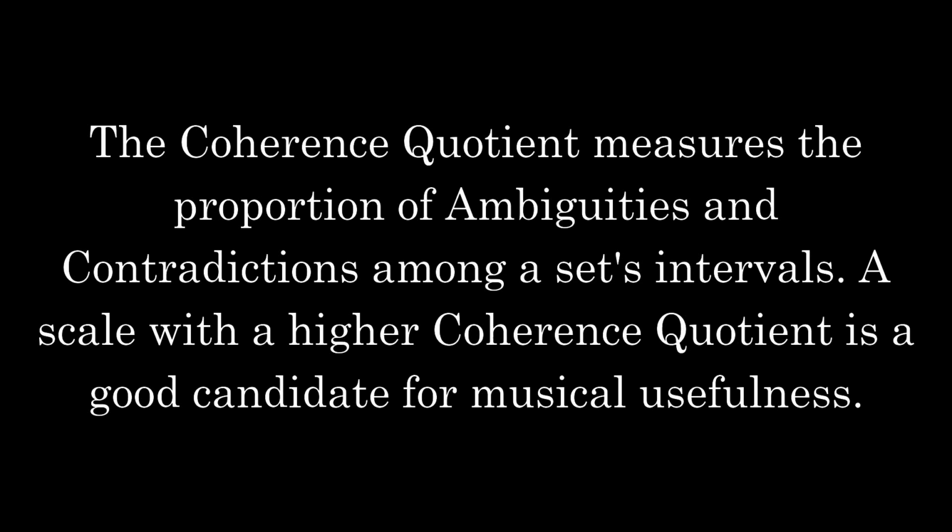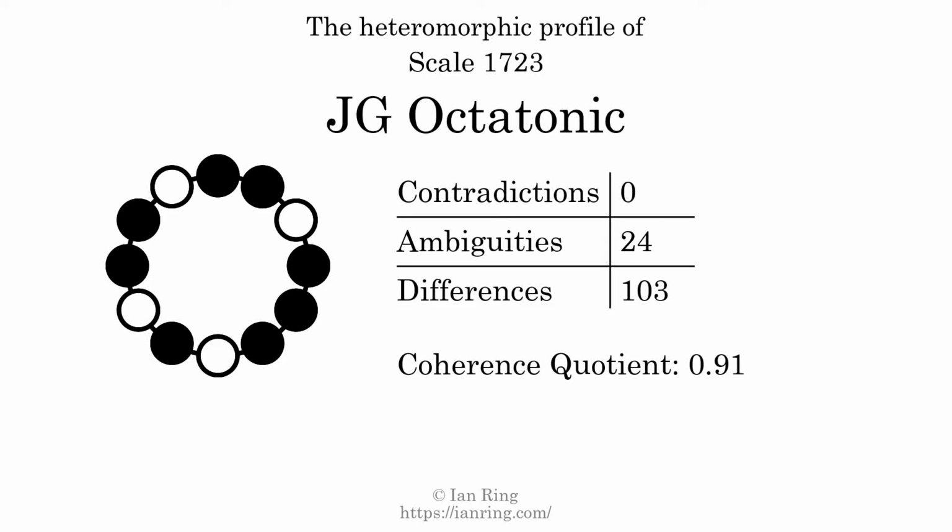The coherence quotient measures the proportion of ambiguities and contradictions among a set's intervals. A scale with a higher coherence quotient is a good candidate for musical usefulness. The coherence quotient is 0.91.